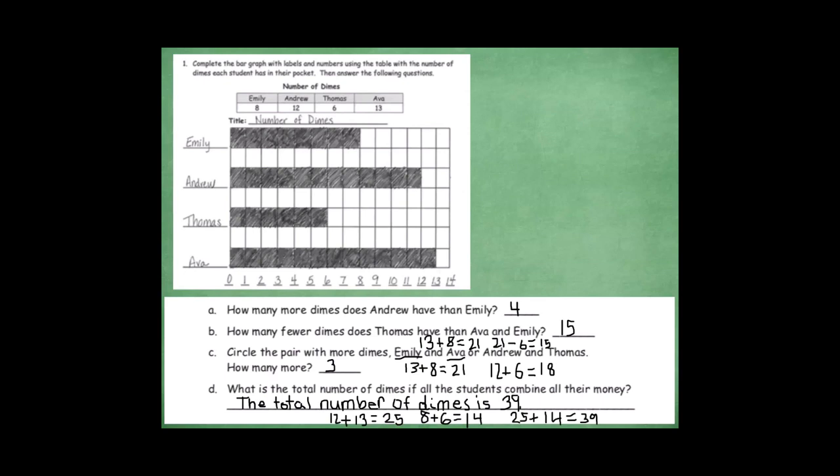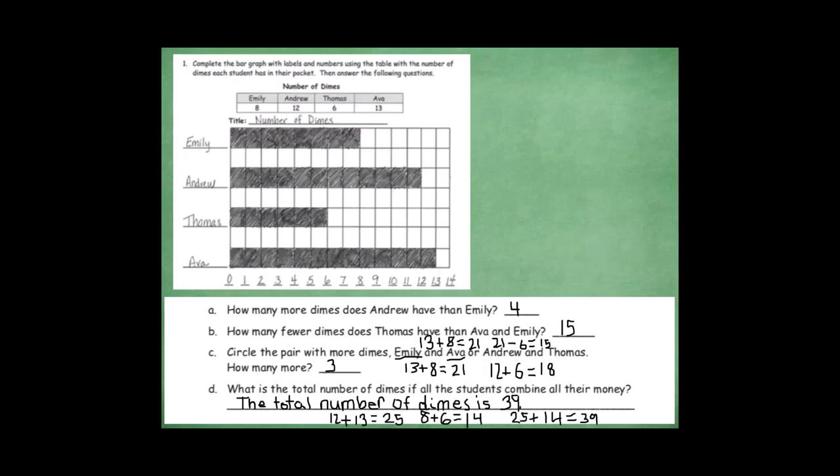Let's look at B. How many fewer dimes does Thomas have than Ava and Emily? Well, our friend Thomas only has 6 dimes. But when I put Ava and Emily's dimes together in a big pile, I had to add Ava's 13 dimes to Emily's 8, and I got 21. So I took that pile of 21 dimes and I subtracted Thomas's 6, and that gave me 15. So I figured out that Thomas has 15 fewer dimes than Ava and Emily together.